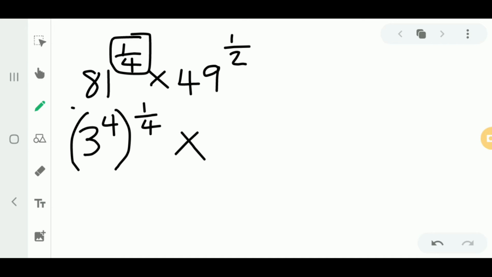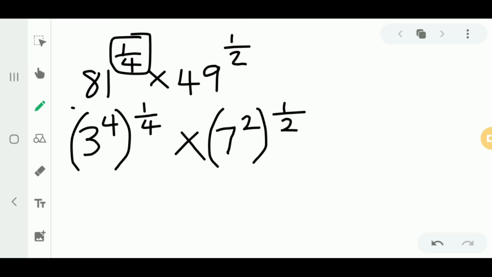You go and you do the same thing for 49. You look at the denominator in the power, you realize it's a 2. What raised to the second power will give me 49? You will think and you say, oh, 7 to the 2 gives me 49. So you have 7 to the 2 and you have the half outside.